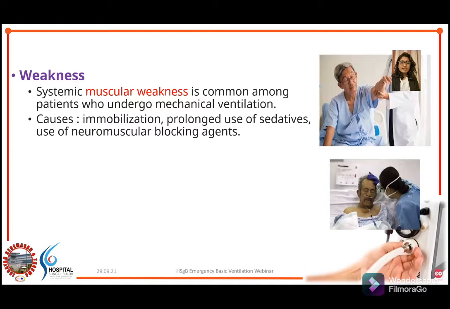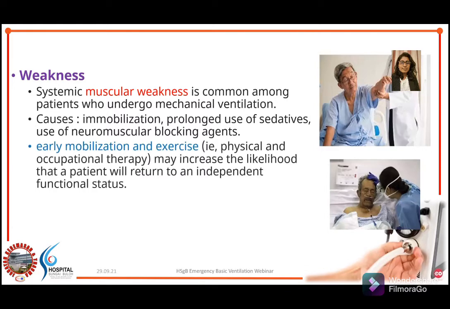Most patients develop systemic muscular weakness due to prolonged immobilization, prolonged use of sedatives, as well as the use of neuromuscular blocking agents. So how do we overcome it? The goal is early mobilization and exercise. So you've got to get them referred to rehab or physiotherapy to make sure that this patient will return to independent functional status as soon as possible after intubation.